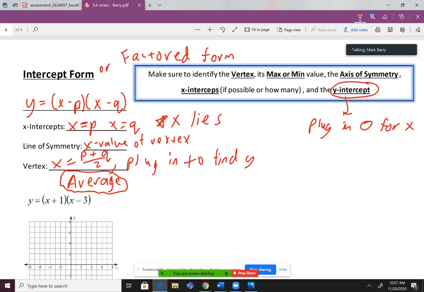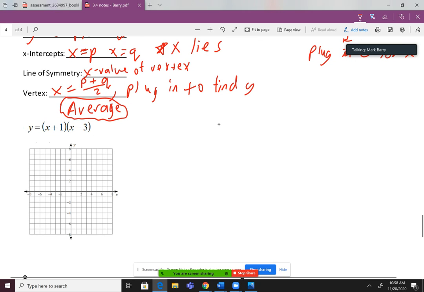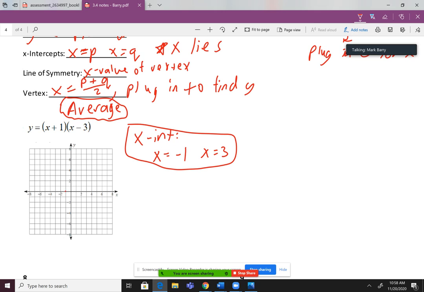All right, fun stuff. So let's check out this one right here. Okay, so let's find our x-intercepts first, since that's the easiest thing to find on this one. So we're almost always going to have 2 here. And so it is going to be at -1 and +3. So I take the 2 numbers in the parentheses, and I switch them. X lies, okay?